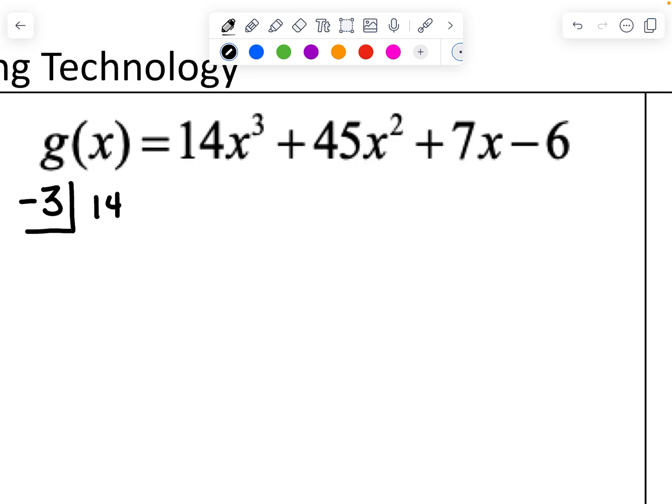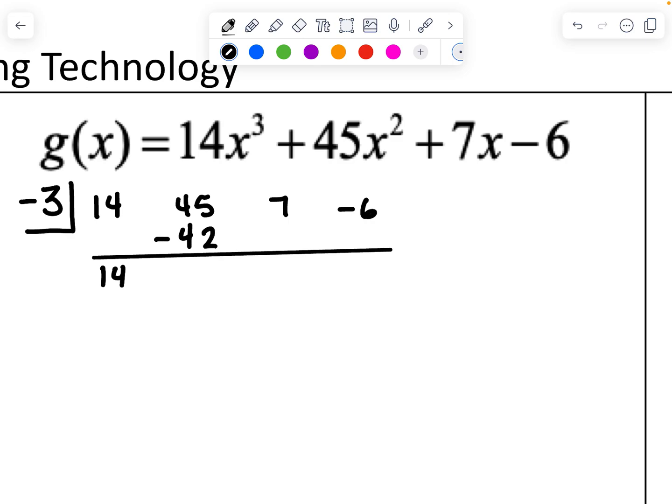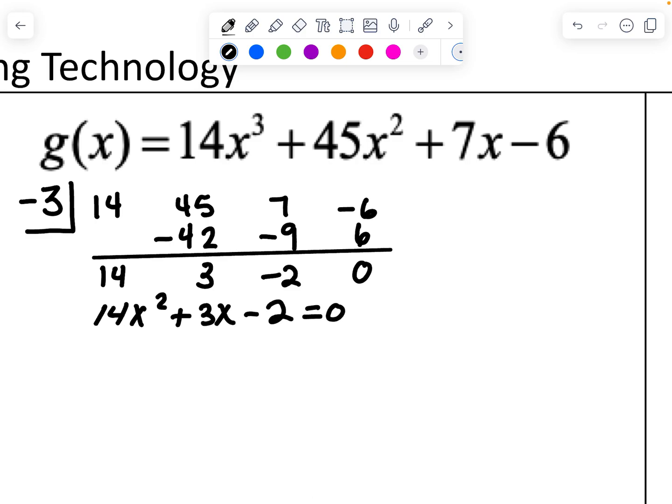So 14, 45, 7, and -6. Bring down the 14, multiply, add, multiply, add, multiply, add. We know there aren't any other pretty ones. So we got 14x squared plus 3x minus 2 equals 0.